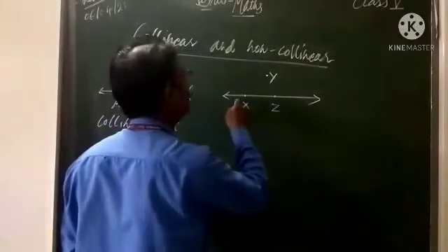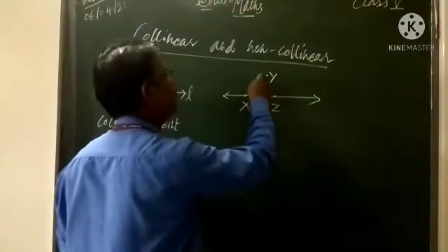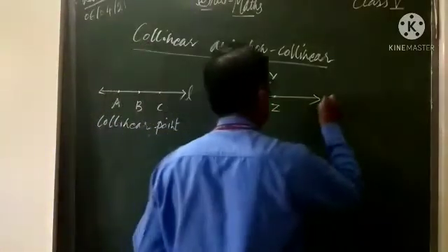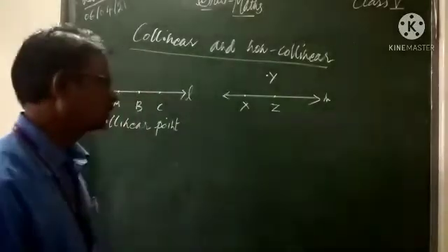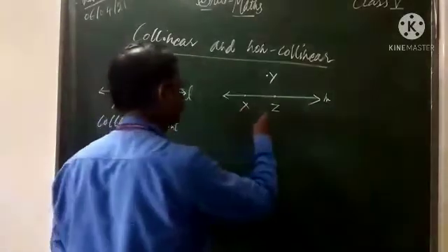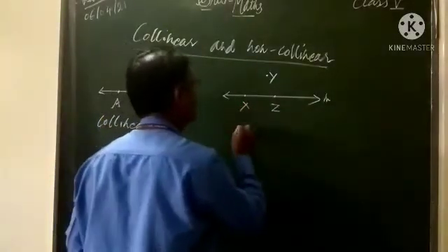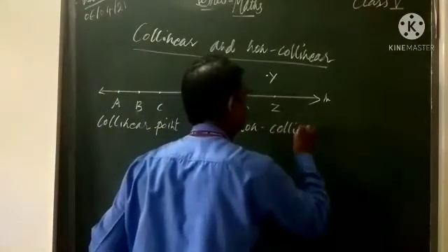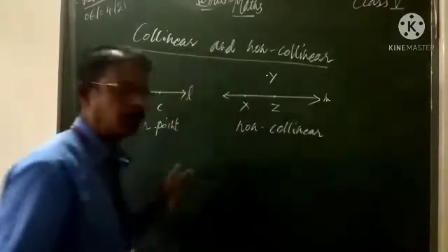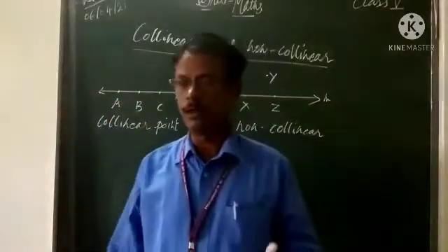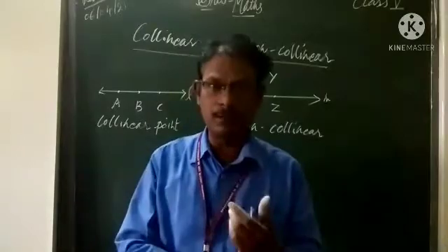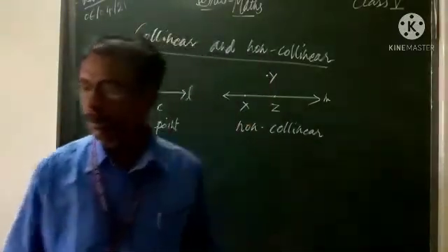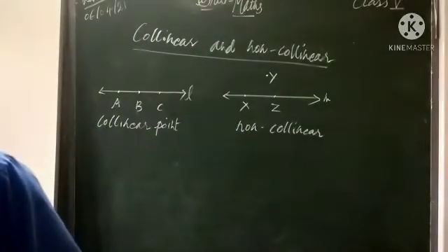For example, here now point X, point Y, and point Z. Points X and Z lie on the line L, but point Y is going outside. So with such type of points, we can say that these points are non-collinear. Those points which do not lie on the line are called non-collinear points. Simple definition. Collinear points mean those points which lie on the line, and those points which do not lie on the line are called non-collinear points. So understood the difference between them.